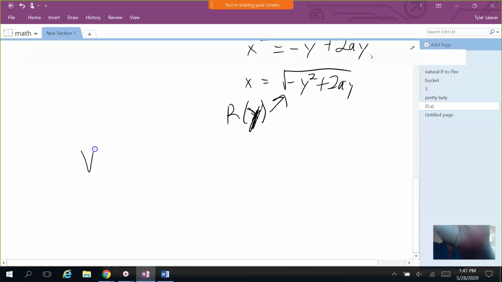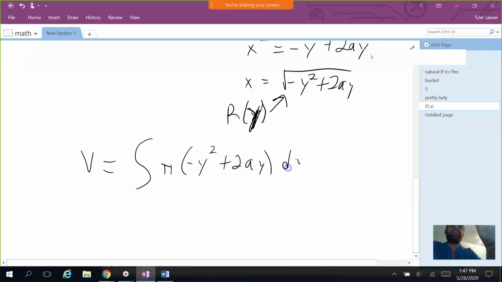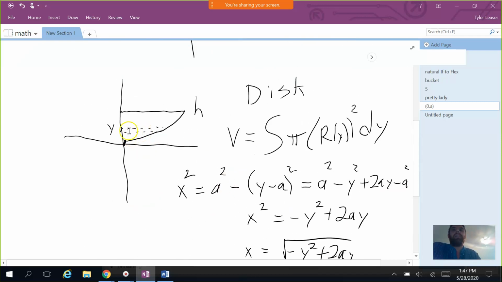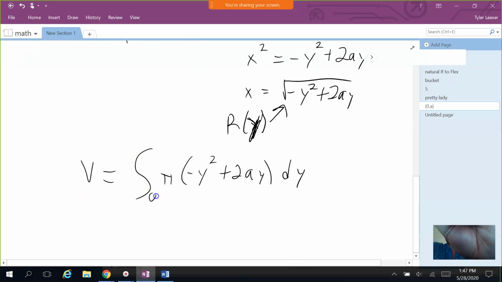So the total volume of the liquid is going to be the integral, we'll come up with the limits in a second, of pi, and then the square root squared, which is just the inside, the negative y squared plus 2ay, dy. Okay, now let's talk about the limits. The limits are going to be where all of the slices exist, and the slices are going to exist from 0 all the way up to the top of the water, which is at h. So we're going from 0 to h for the limits.